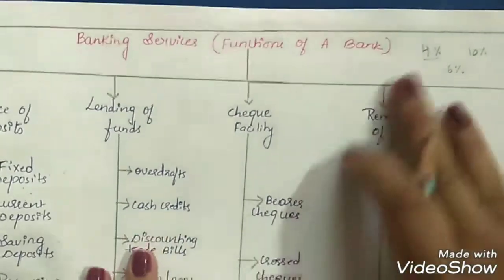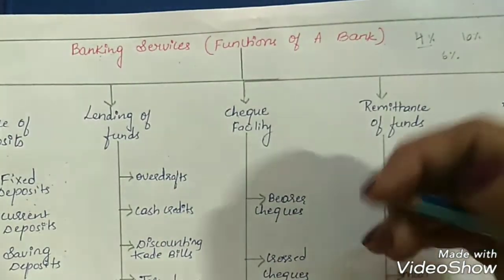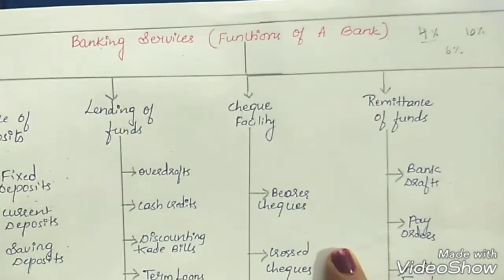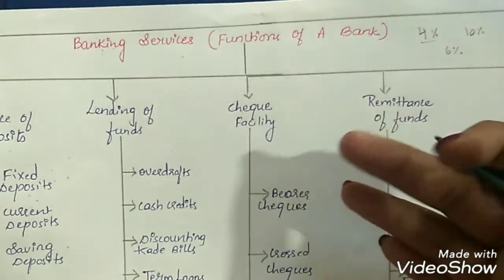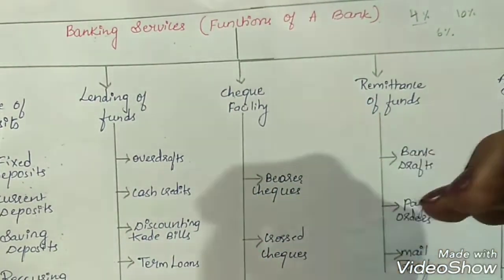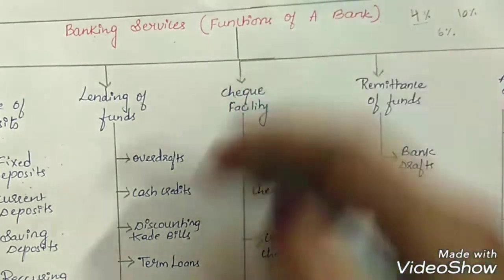Now the third service provided by the bank is the cheque facility. We all know cheques, right? We have all used cheques for making payments. Suppose I have to give a certain amount to a third party, I can give him a cheque instead of cash. The third party will go to the bank, deposit the cheque and the bank will provide him cash. That is what we call a cheque.